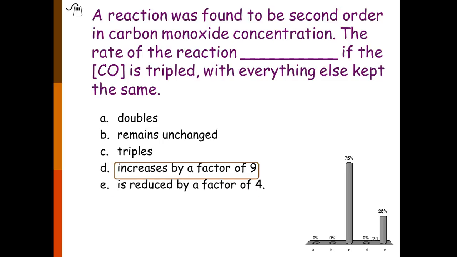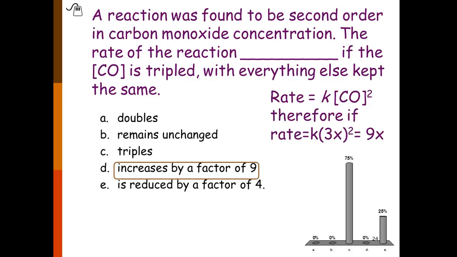Okay, so you should have answered D. And in class on Friday, nobody got this question right. You increase the rate by a factor of 9 because the carbon monoxide concentration is 3 times higher. And then since it's a second order reaction, 3 squared is 9. So the rate will increase 9 times.